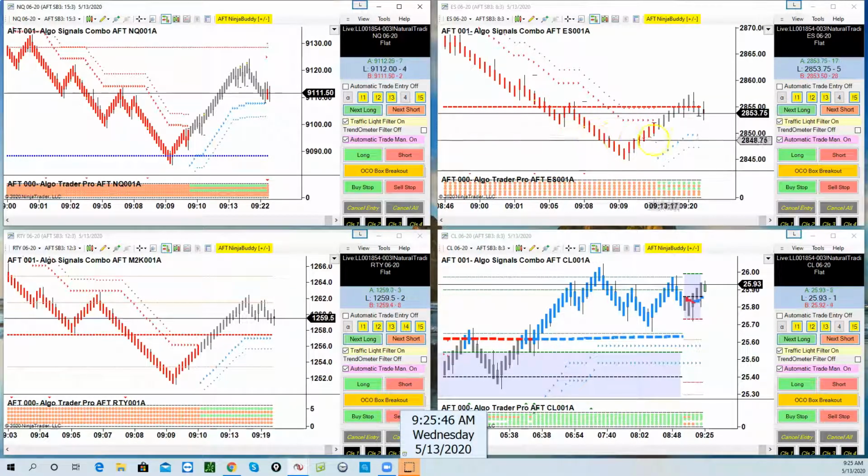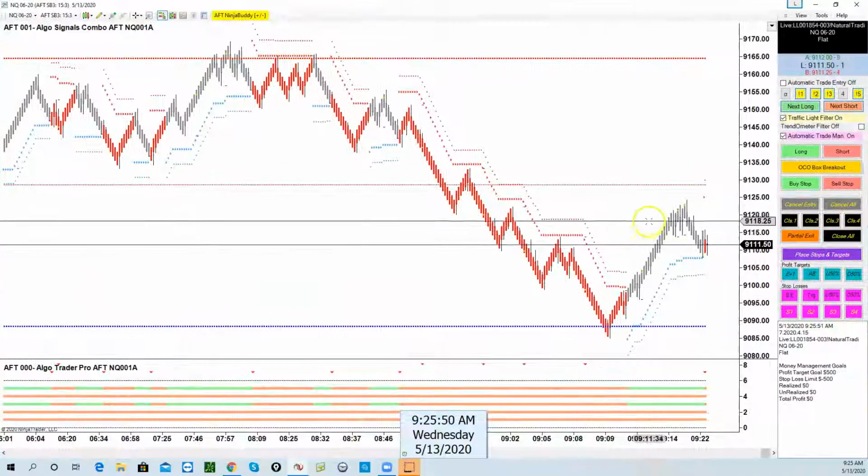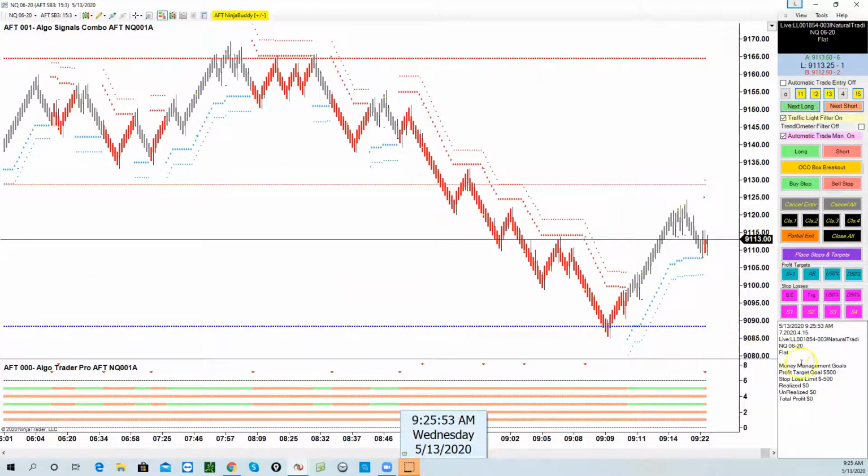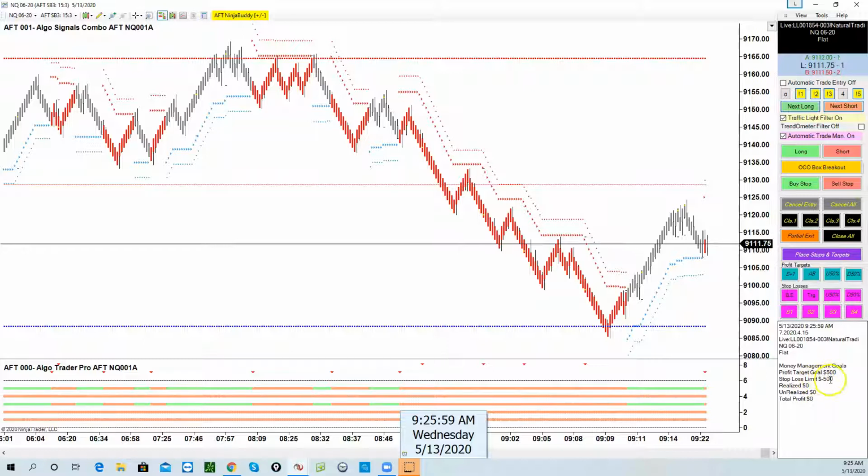So as we can see here on Nasdaq, I do have a money management goal of making $500 a day, and maximizing my loss of $500 also, which is following rules of about between 2 and 5% of your account size.